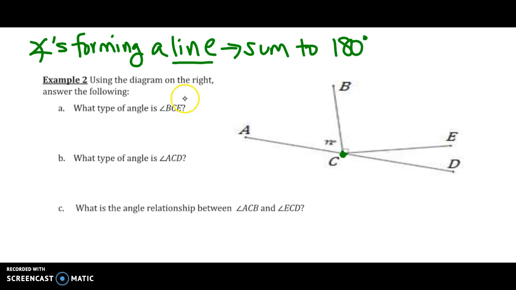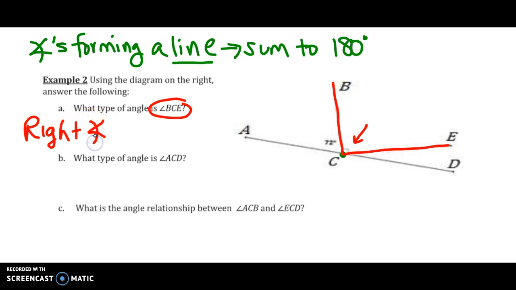So it says, what type of angle is BCE. Well, notice we have this little box here, which indicates that this is a right angle. And we know that right angles have a measure of 90 degrees. So BCE is a right angle.